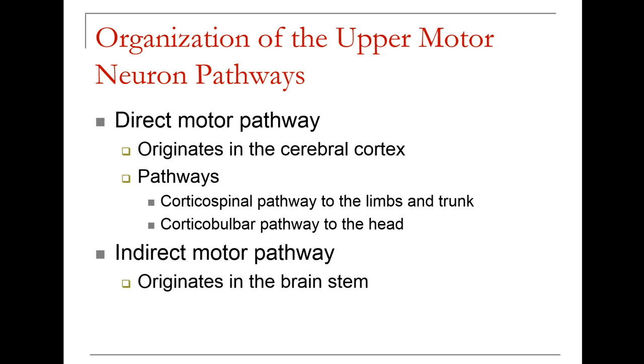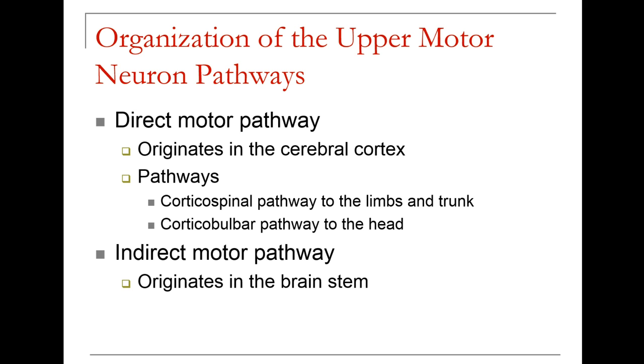So when we talk about the organization of the upper motor neurons, we have a direct and indirect pathway. The direct pathway is exactly what the name says. It goes directly from the cerebral cortex all the way down to the skeletal muscles and directly connects. So there are two primary pathways. One that controls the muscles in the limbs and trunk, and one that controls the muscles in the head.